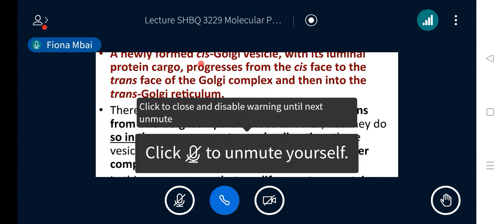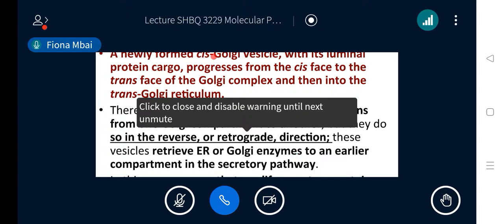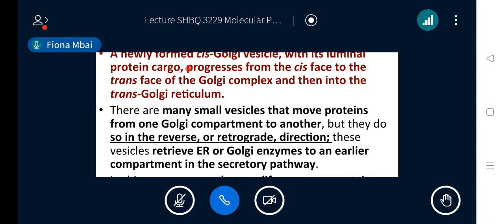So a newly formed cis-Golgi vesicle with its luminal protein cargo, I'm hoping that you know this cis here is the one which is facing the rough endoplasmic reticulum, the end of the Golgi apparatus. With its luminal protein cargo will progress from the cis face to the trans face of the Golgi complex, and then into the trans-Golgi reticulum. The reticulum is that part where you have very many vesicles containing the protein cargo.